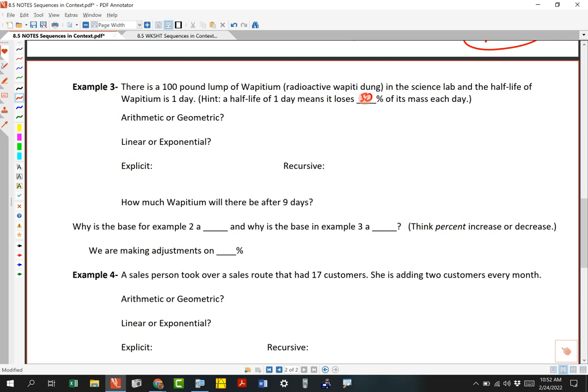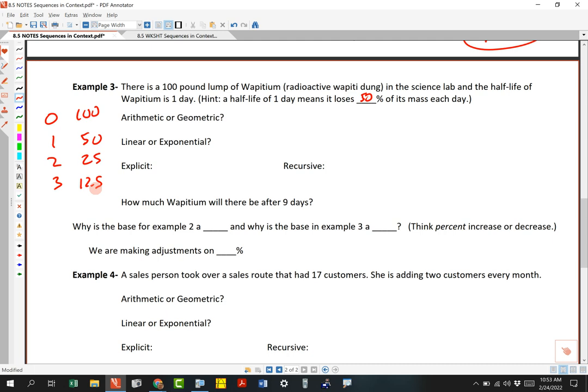So what percent is left? If it loses 50%, what percent is left? 50% is left. Okay? So what does it start off as? How much is there? 100. What day does that correspond to, Cooper? Zero. Thank you, Cooper. What is it after 1 day goes by? 50. 2 days? 25. 3 days? 12.5. It just keeps going like that.